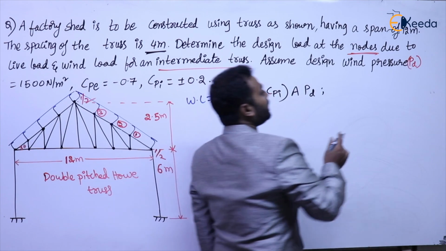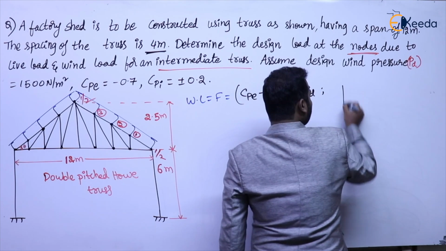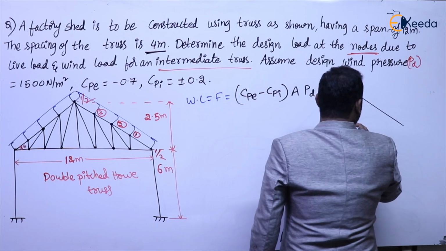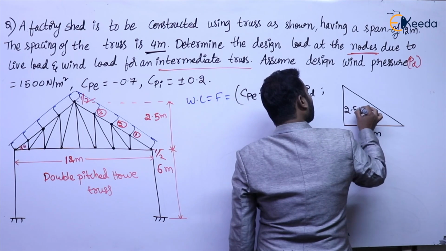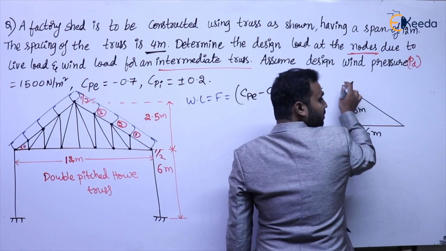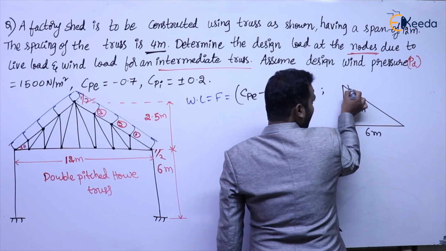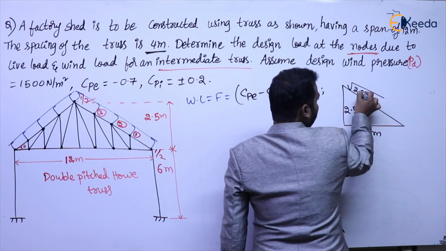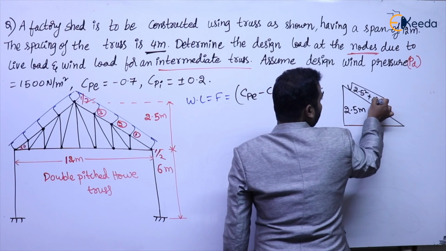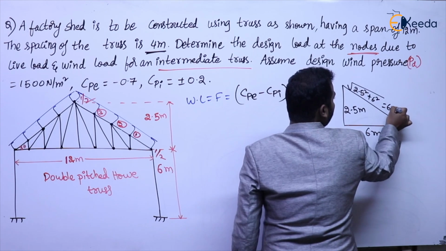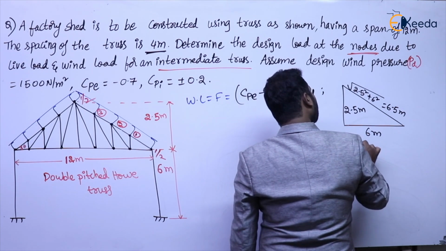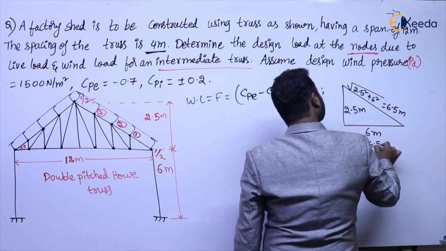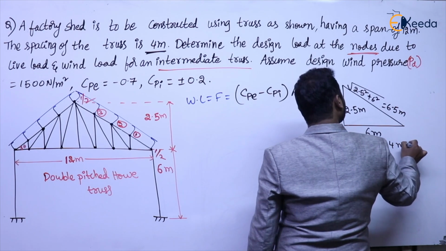For calculating this inclined length, we make use of the right angle triangle concept. So this is 6 meter and this is 2.5 meter, right? Now how much is this one? This is the hypotenuse, so it is under root 2.5 square plus 6 square. So it comes out to be 6.5 meter. Therefore, surface area A comes out to be 6.5 into 4 meter square.